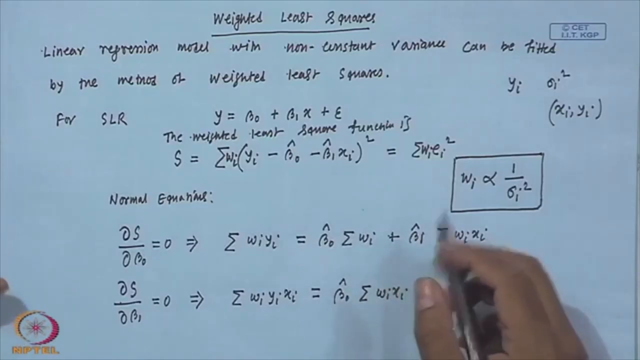So, I just gave an idea of what is weighted least square. This is very similar to the ordinary least square, but here we are giving weight w_i to the ith observation, and that w_i is proportional to 1 by sigma_i square. But how do I get this sigma_i square, and why this weight is proportional to 1 by sigma_i square, that I am going to tell in this class only. Okay.